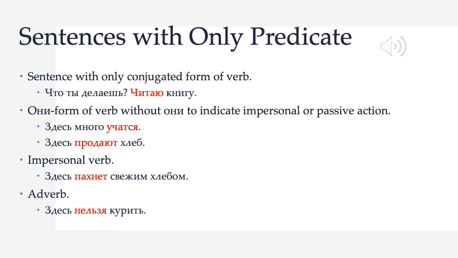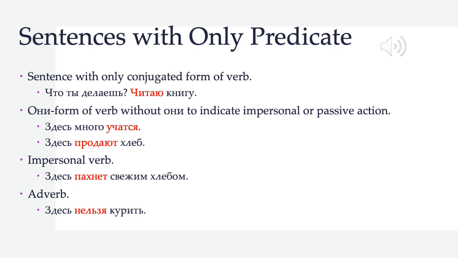So for instance, Что ты делаешь? Читаю книгу. In the answer, читаю книгу, there's no ya, we leave it out, and we just have the verb in the ya form, and that makes it clear who is performing the action. So no subject, just the predicate, just the verb.